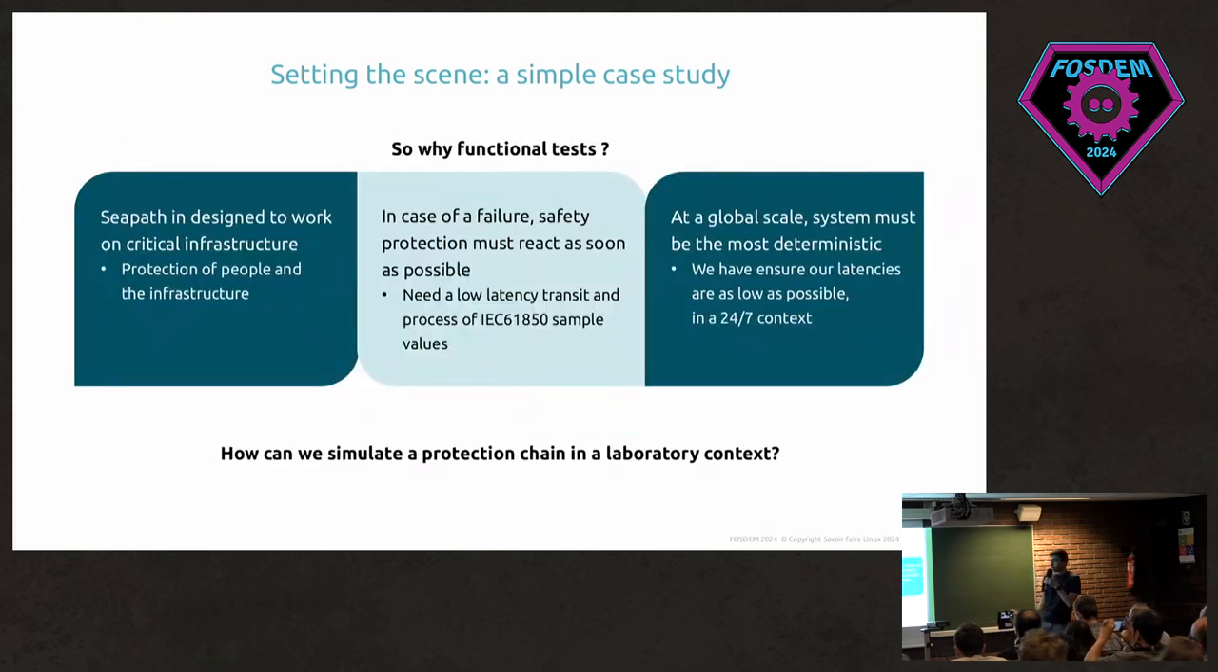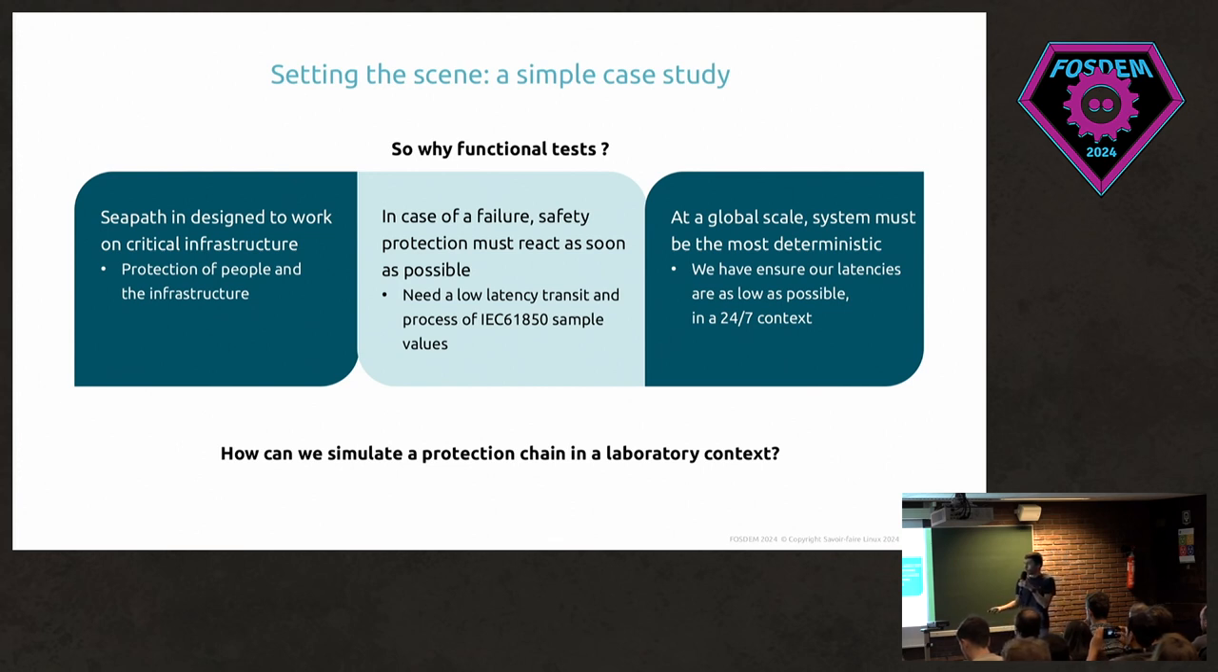And so why did we need functional tests? SEAPATH, as you see, is designed to work on a very critical infrastructure, which is power distribution. And if we have some issue on the power distribution, there is a need for the protection of people and the protection of the infrastructure, because we have electricity hazard. And so in case of a failure, the safety protection must react as soon as possible. And so this is why we need a very, very low latency transit of these sample values that transit within the SEAPATH cluster.